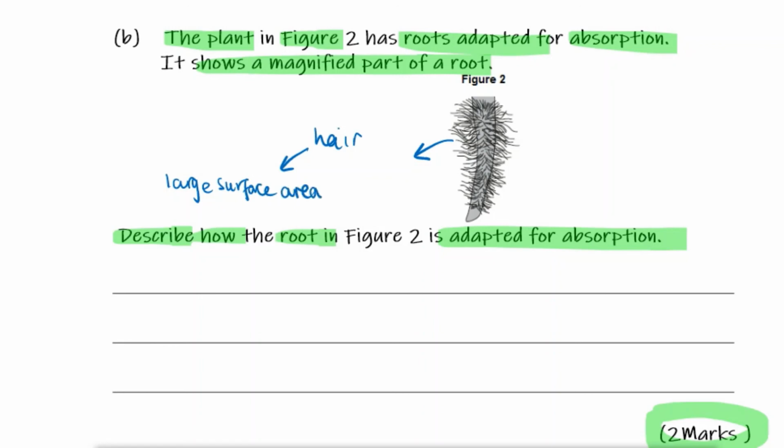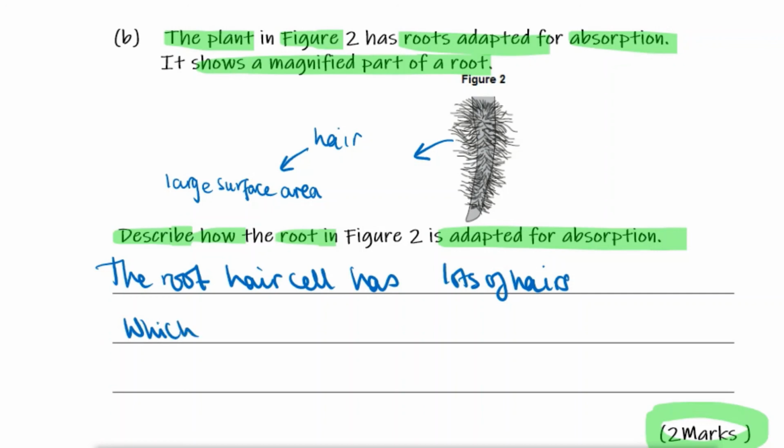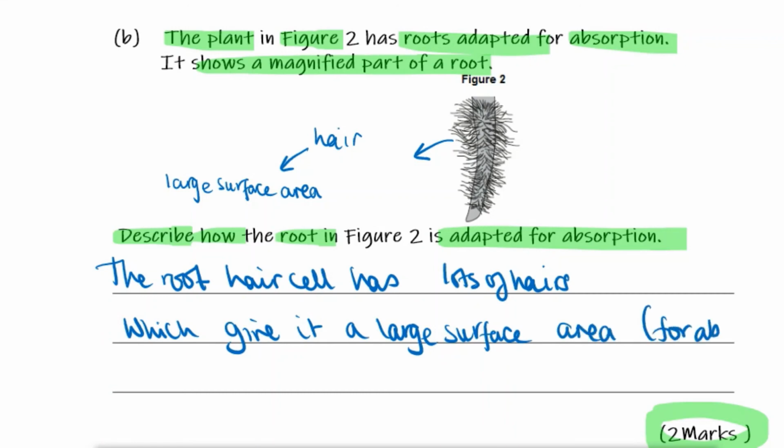We can say that the root hair cell has lots of hairs which give it a large surface area for absorption. Because this has 2 marks, we need 2 points.